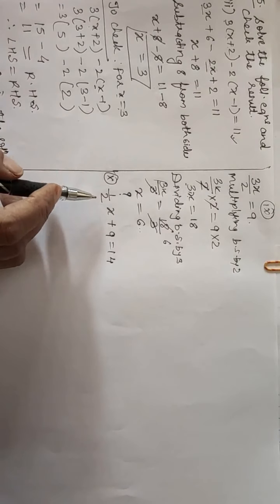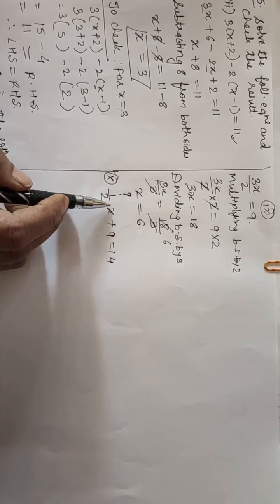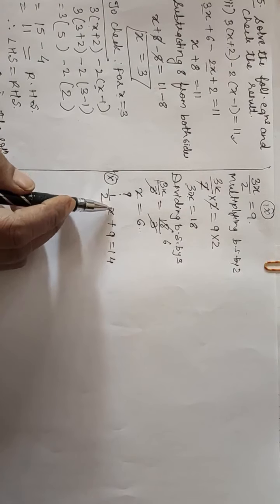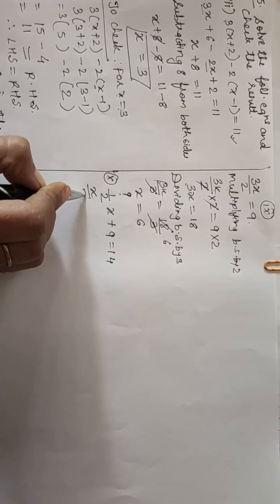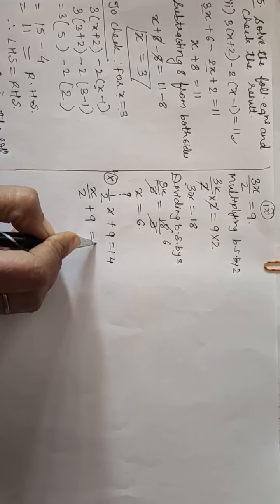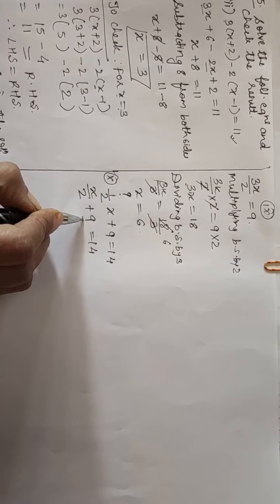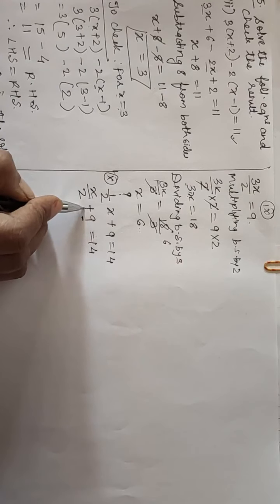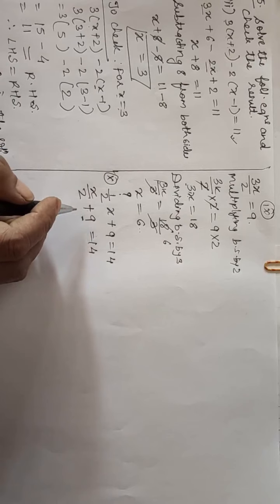Now see this sum. 1 by 2 into x plus 9 is equal to 14. So this you can write like this: 1 into x will be x by 2 plus 9 is equal to 14. So you know what we have to remove first. You have to eliminate 9 first. And what is the sign here? Plus 9.